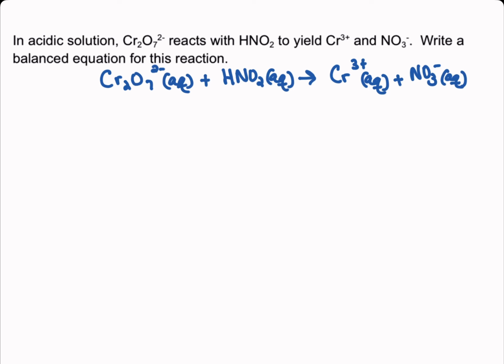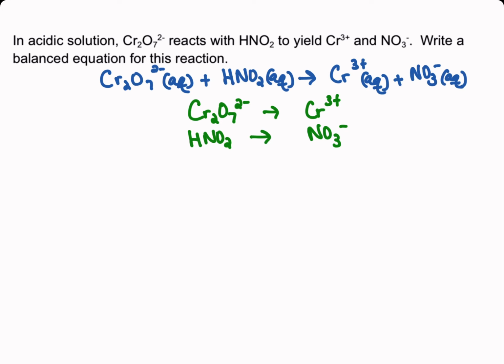And then you want to come up with half reactions that have a common element on both sides of the equation. So in my first half reaction, chromium is the common element. In the second half reaction, nitrogen is the common element.